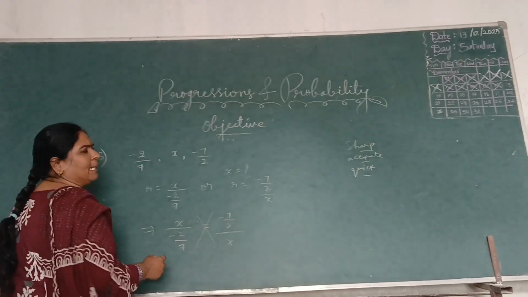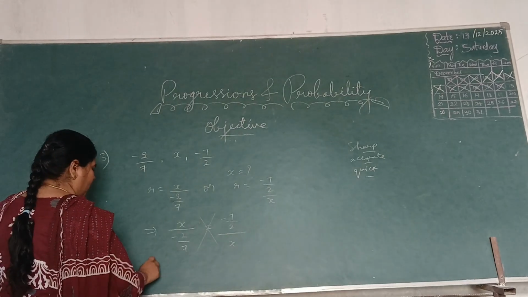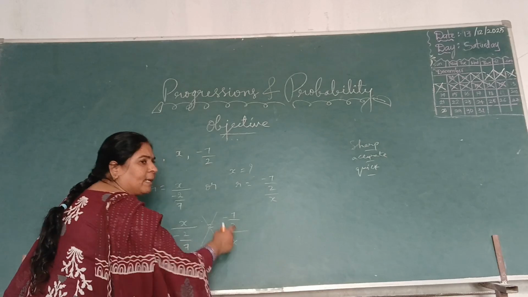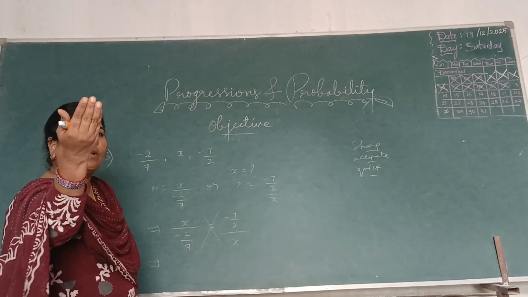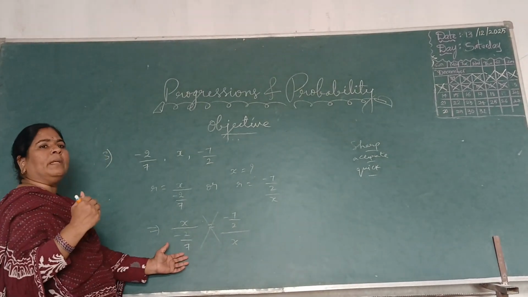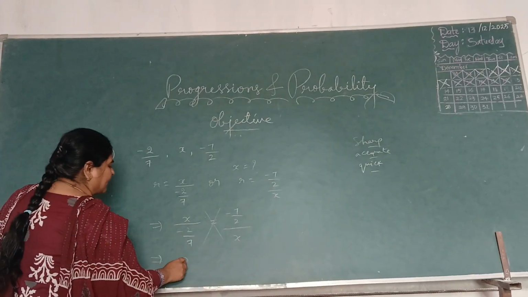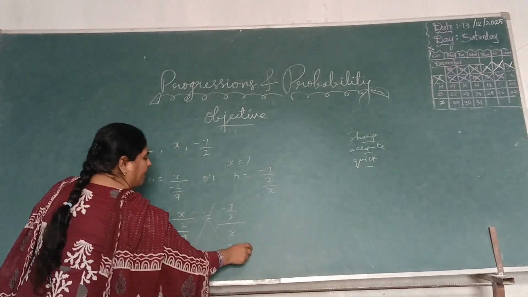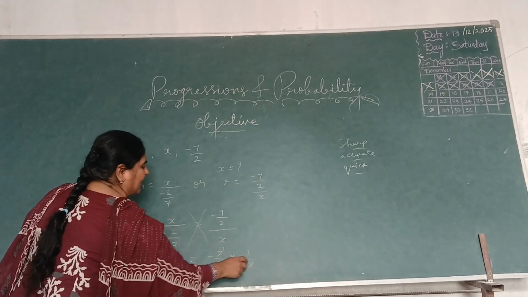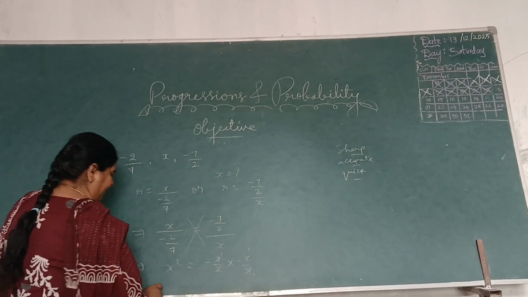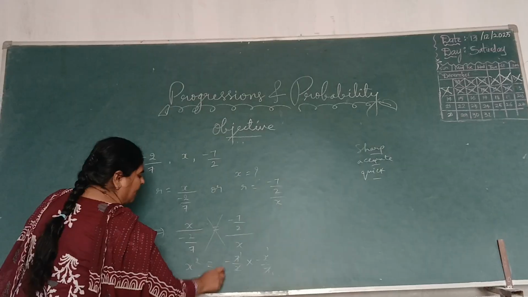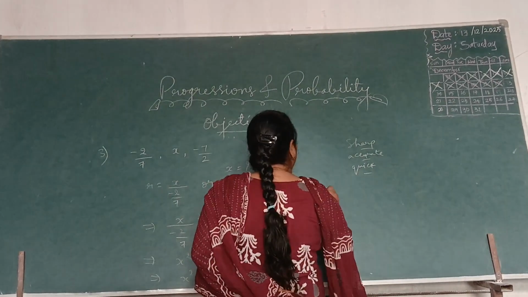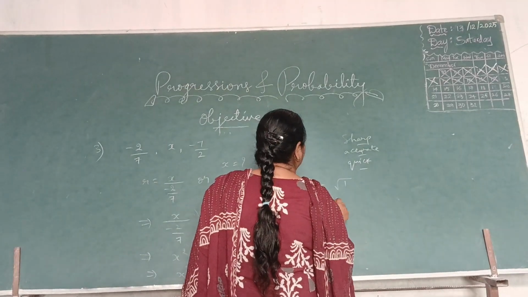We will cross multiply here. The numerator of the left hand side should be multiplied by the denominator of the right hand side, and the numerator of the right hand side should be multiplied by the denominator of the left hand side. So x into x is x square, and minus 7 by 2 into minus 2 by 7. 7 gets cancelled, 2 gets cancelled, and minus into minus is plus. So x square is 1. What is x then? Under root of 1.